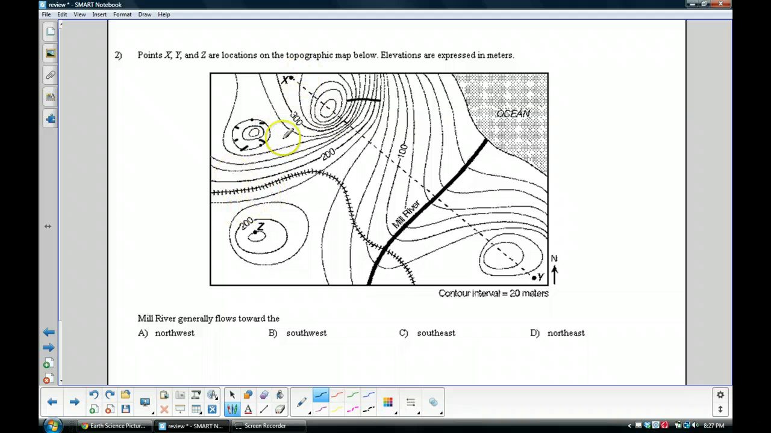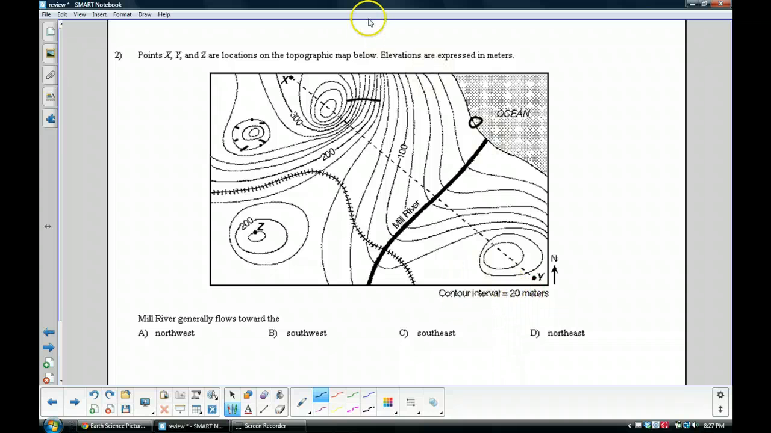When we look at this, lots of times you need to figure out what the contour interval is. Remember, the ocean's always 0, and you can just sort of guess. Does it go up by 10, 10, 20, 30, 40, 50? No. 20, 40, 60, 80, 100. Yes, it goes up by 20 meters each time. Lots of times the contour interval is right on the map.